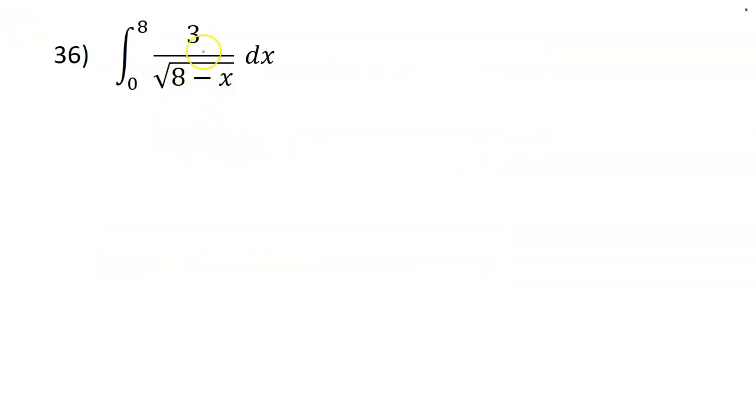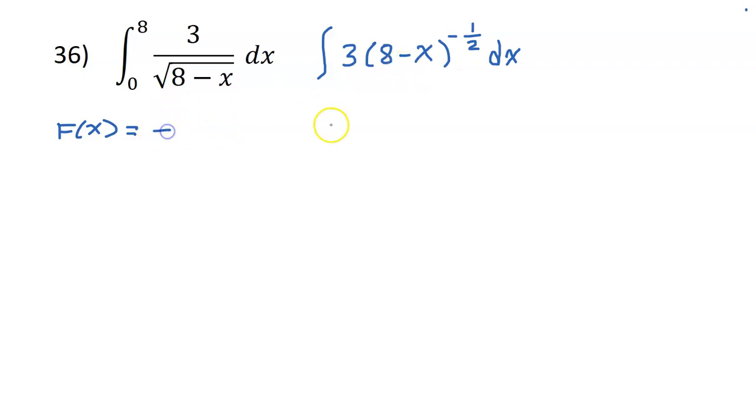Number 36 will be easier to integrate if we rewrite this integrand a little bit. In this form, we can easily find the antiderivative using a mental u substitution. If u is 8 minus x, then u prime is negative 1. We always end up dividing by u prime, so we will end up with a negative in the front. After that, we can just use the power rule of integration.